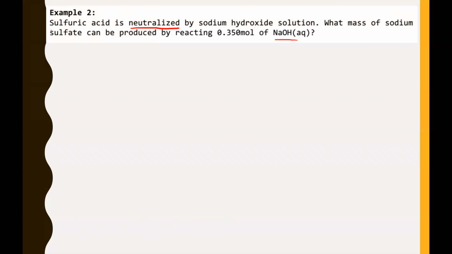Let's first start with our formula for sulfuric acid. Sulfuric acid is hydrogen sulfate, which is H2SO4. Now, full disclosure here, if you didn't know what sulfuric acid was, in your data booklet, there's that acid and base chart. Sulfuric acid can be found on that. So you can just look up the formula right there. Anyway, plus we have sodium hydroxide, so NaOH.